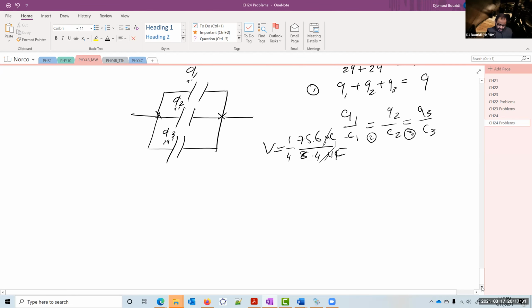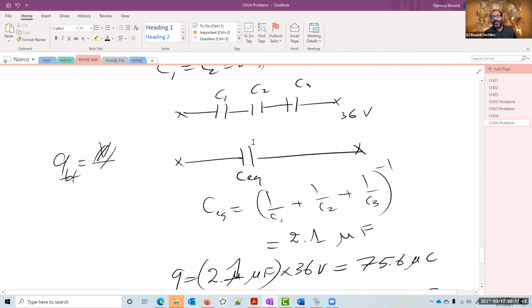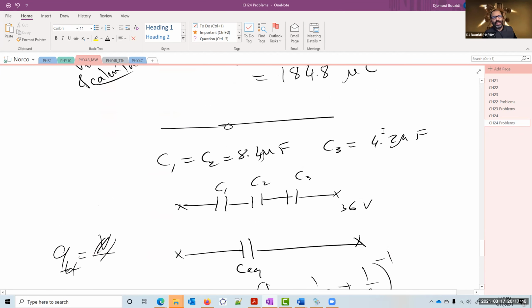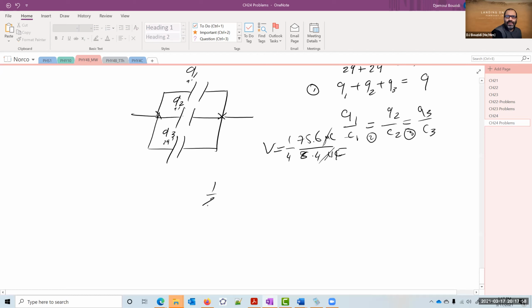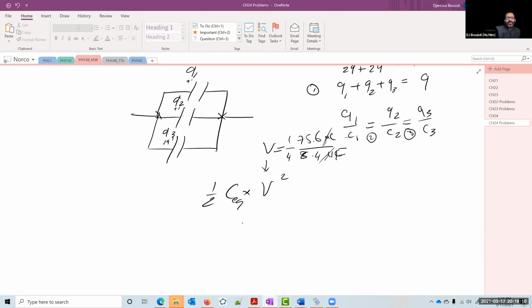Finally, what is the total energy stored now in the system? Now we're going to find the C equivalent. Since you found the voltage in here, the C equivalent is just the sum of all of the C's, which is basically 8.4 plus 8.4 plus 4.2, which is 16.8 plus 4.2, which is 20 microfarads. So the C equivalent now is 20, and now we're going to find the total energy, which is 1/2 times the C equivalent, 20 microfarads, times this voltage squared, okay? You'll be finding less energy. You should find less energy.